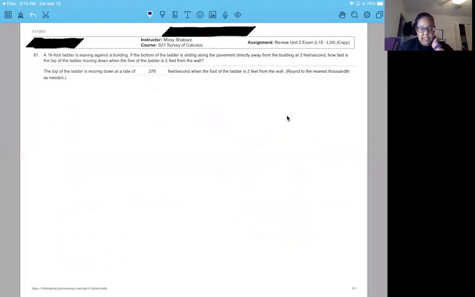All right, last question. A 16-foot ladder is leaning against a building. If the bottom of the ladder is moving along the pavement directly away from the building at 3 feet per second, how fast is the top of the ladder moving down when the foot of the ladder is 2 feet from the wall? So I'm going to attempt to draw a picture.